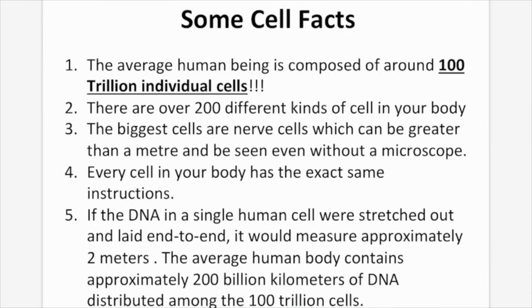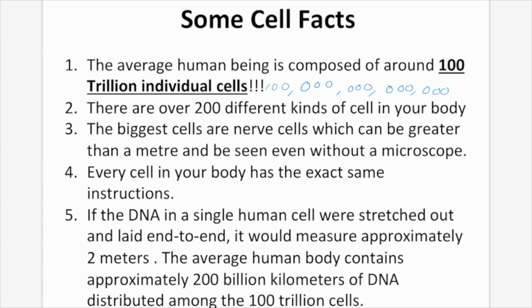Now, some cell facts. The average human being is composed of around 100 trillion individual cells. That's a massive, massive number. If you take a look at that in number form, we're going to get 1,000, million, billion, trillion, and then of course it's 100 trillion, so we're going to add 2 zeros onto that. So that's 100 trillion. It's a lot of cells.